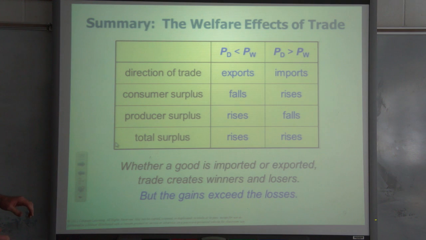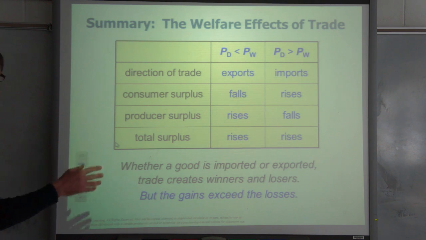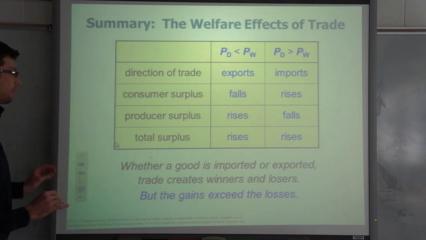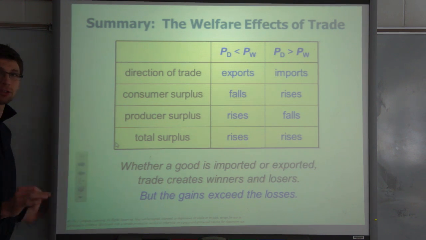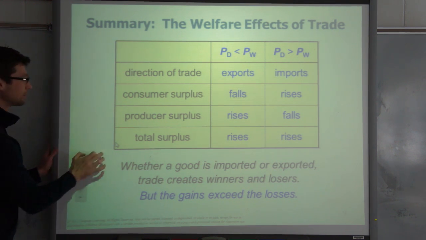Okay? So whether a good is imported or exported, trade creates winners and losers, but the gains exceed the losses, and that's what we're focusing on. That we are gaining more than we are losing. International trade is beneficial.